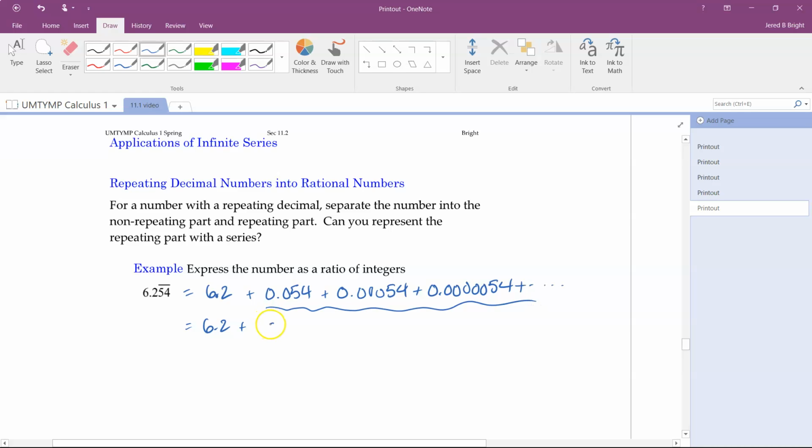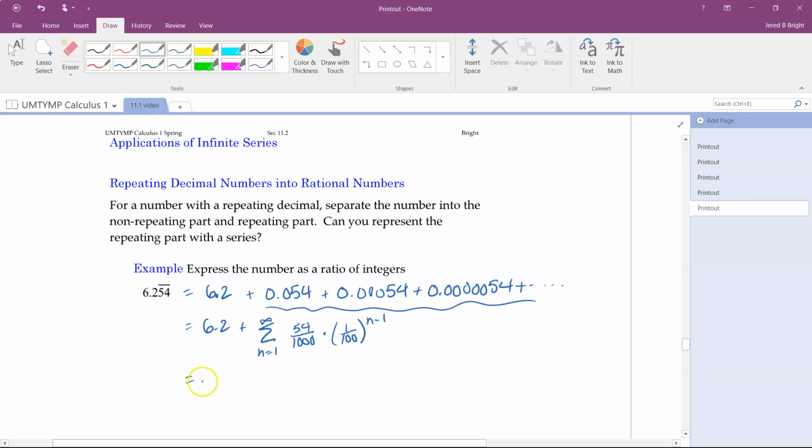repeating part is really a series. I can say this is the series from n equals 1 to infinity of 0.054, also known as 54 over 1,000, times, and then it would repeat every 2 digits thereafter, so times 1 over 100 to the power of n minus 1. Oh, and that's a geometric series. I know how to find that.